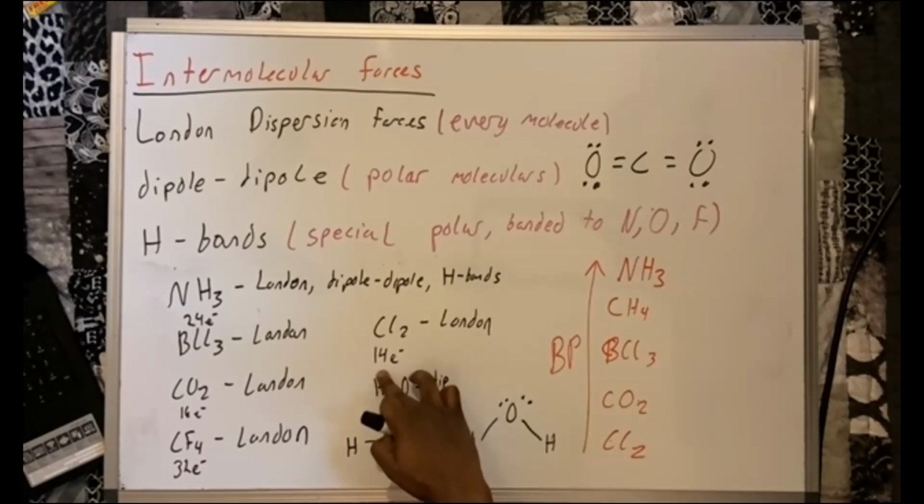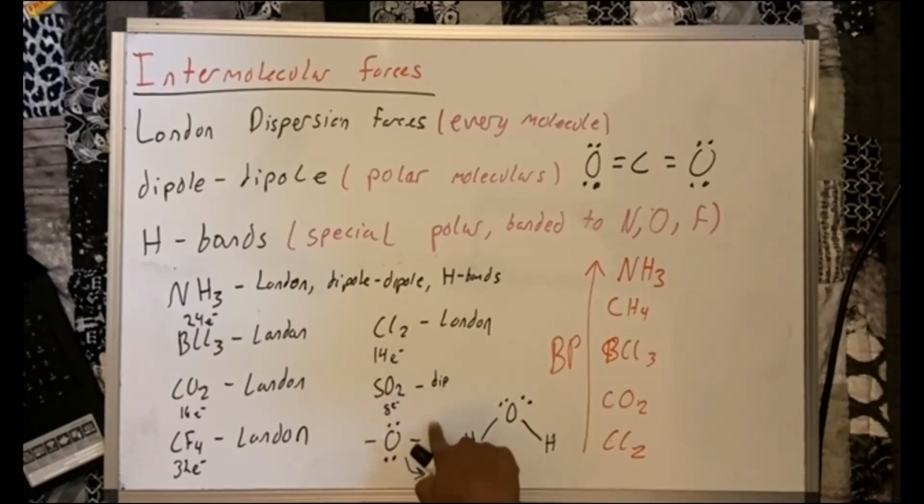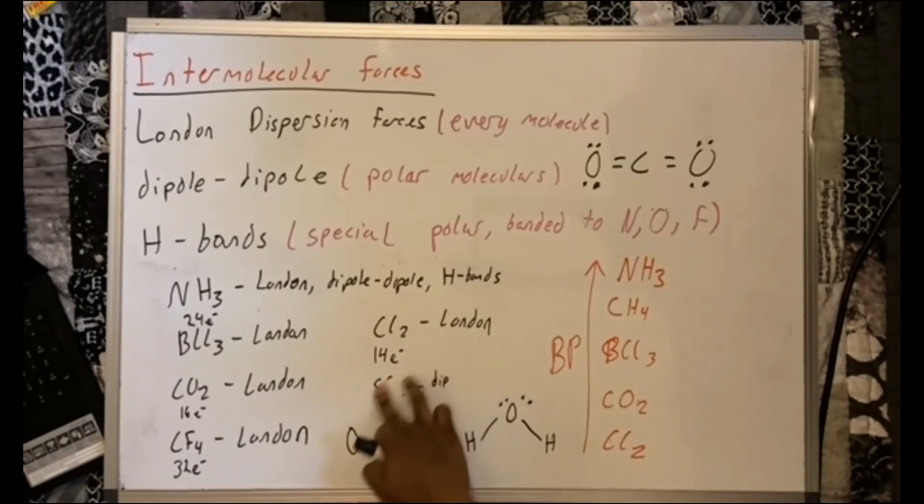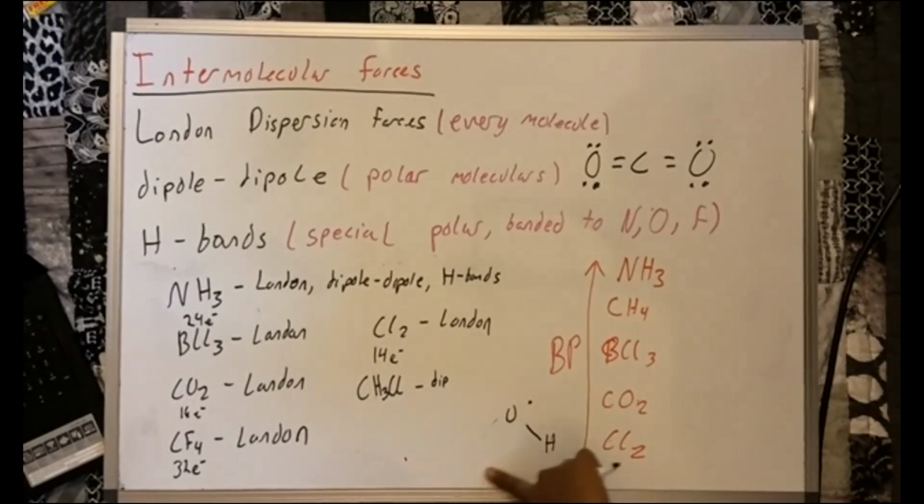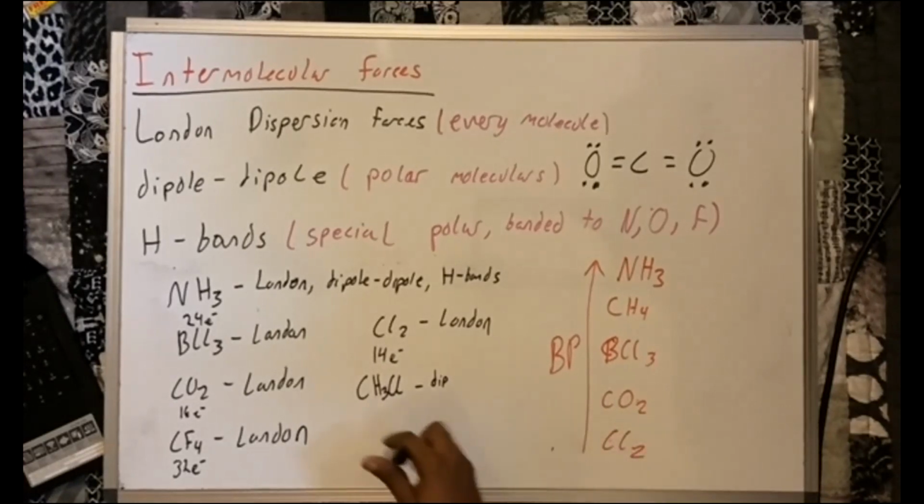Let's make it SO2. I want something without H bonds. I want something that's polar. Oh, I know, we'll do CH3Cl. Sorry, I wanted something that was polar that didn't have H bonds in it. Okay, Cl, H.